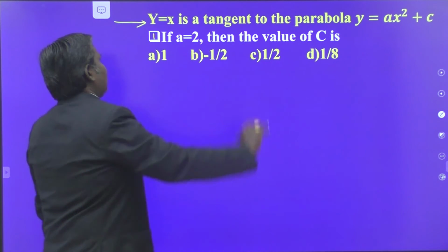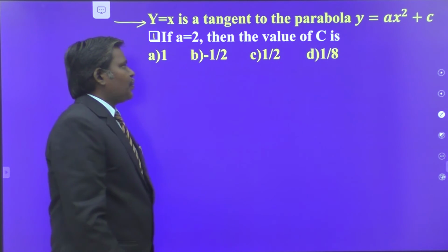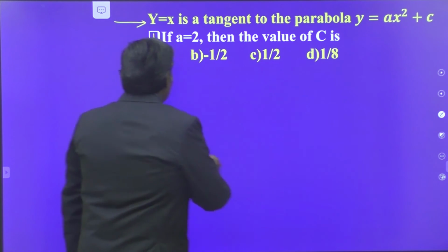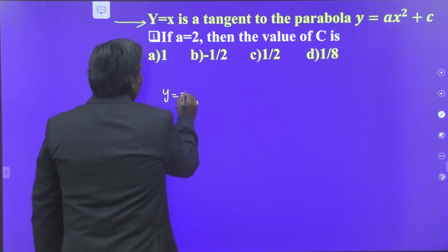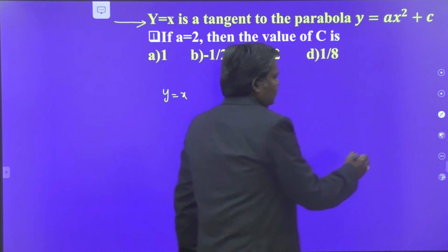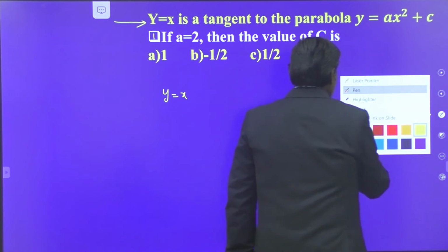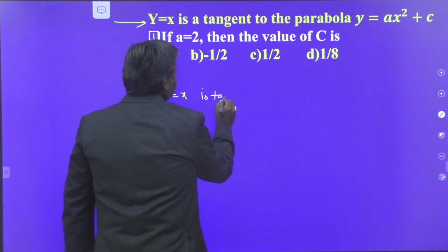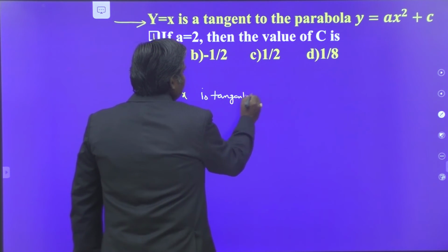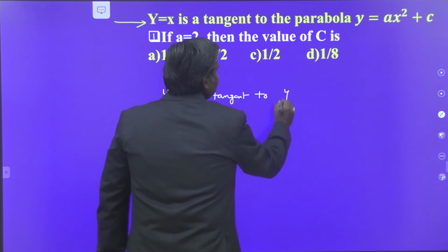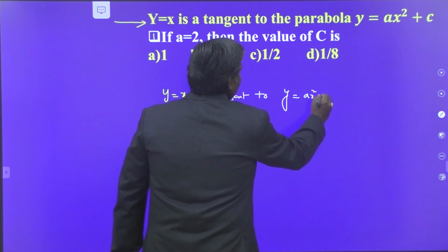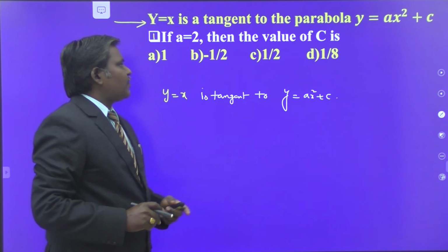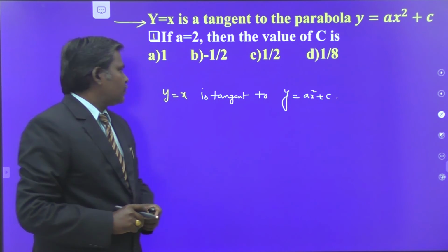That is the paragraph. The line y equal to x is tangent to the parabola y is equal to ax square plus c. It is tangent to y is equal to ax square plus c. If a is equal to 2, what is the value of c? That is the first question.